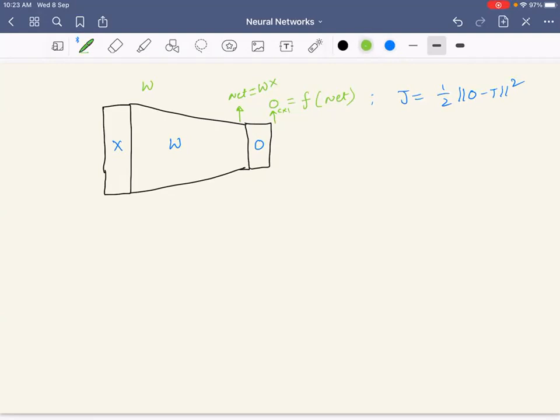Fine. So what is the dimension of W? If X is D cross 1, and then the dimension of W will be D cross C, or C cross D? Is it D cross C or C cross D? C cross D. Yeah, C cross D. W_ji I will write, or the elements of W. Fine. So this is how we have it.